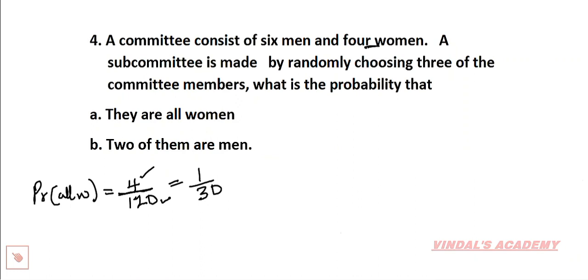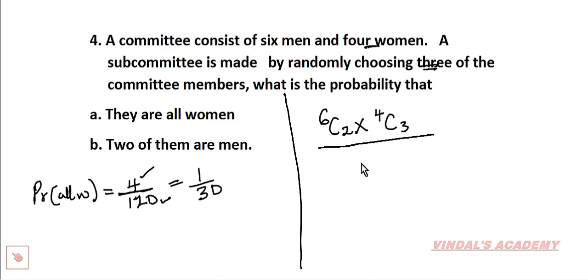Okay, so in the second part, which is B, 2 of them are men. That means there are 2 men and 1 woman because they must choose 3. So the combination of choosing 2 men out of 6 men is going to be 6 combination 2, times choosing one woman, which is 4 combination 3, all over 10 combination 3.